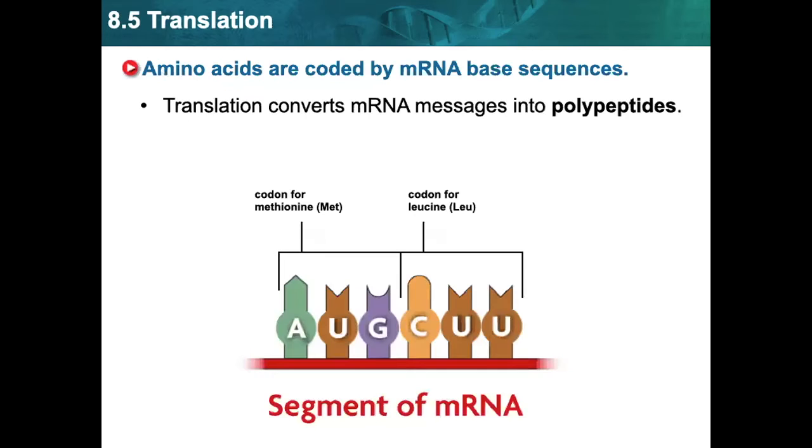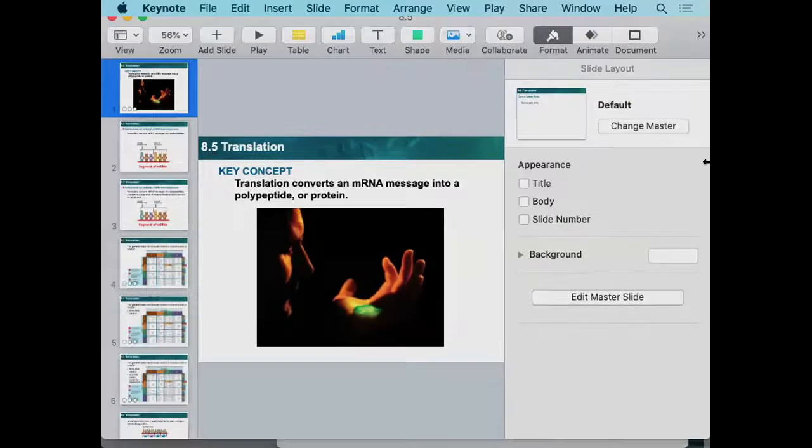Oh, that's weird. Why does it do that? There we go. Amino acids are coded by mRNA base sequences. Translation converts mRNA messages into polypeptides. Oh, it just, oh yeah, I can't do that. It always does this when I try to go back.